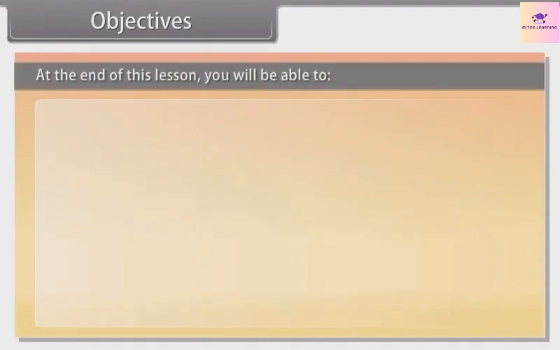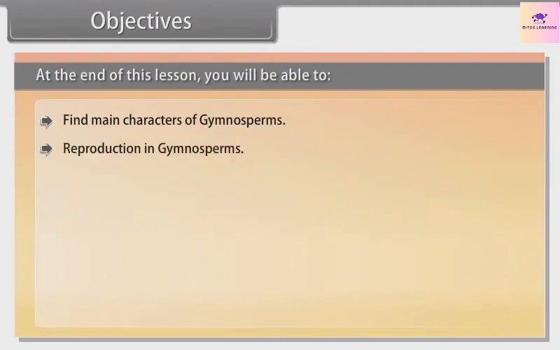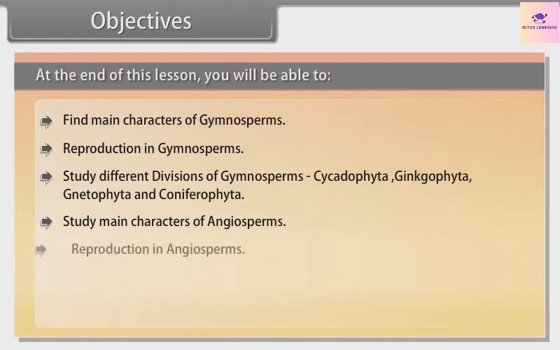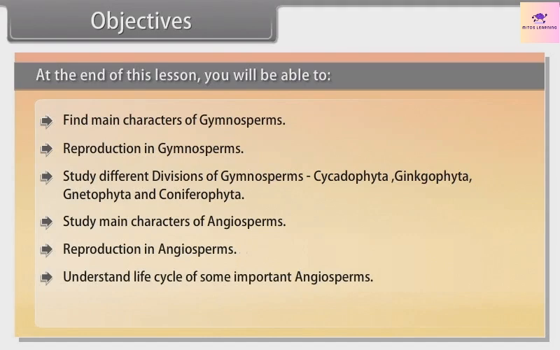At the end of this lesson, you'll be able to find main characters of gymnosperms, reproduction in gymnosperms, study different divisions of gymnosperms: Cycas, Ginkgophyta, Gnetophyta, and Coniferophyta. Study main characters of angiosperms. Reproduction in angiosperms. Understand the life cycle of some important angiosperms. Study plant life cycles and alternation of generations.